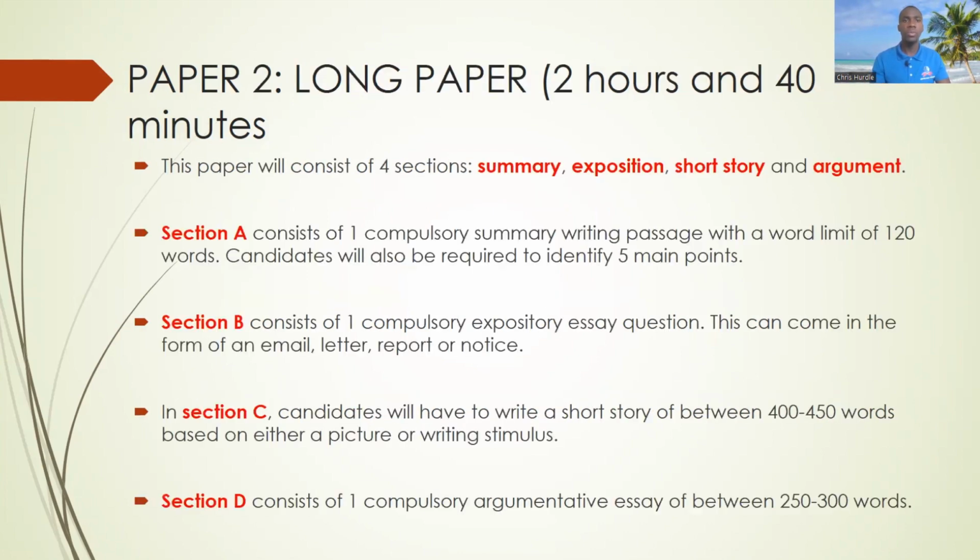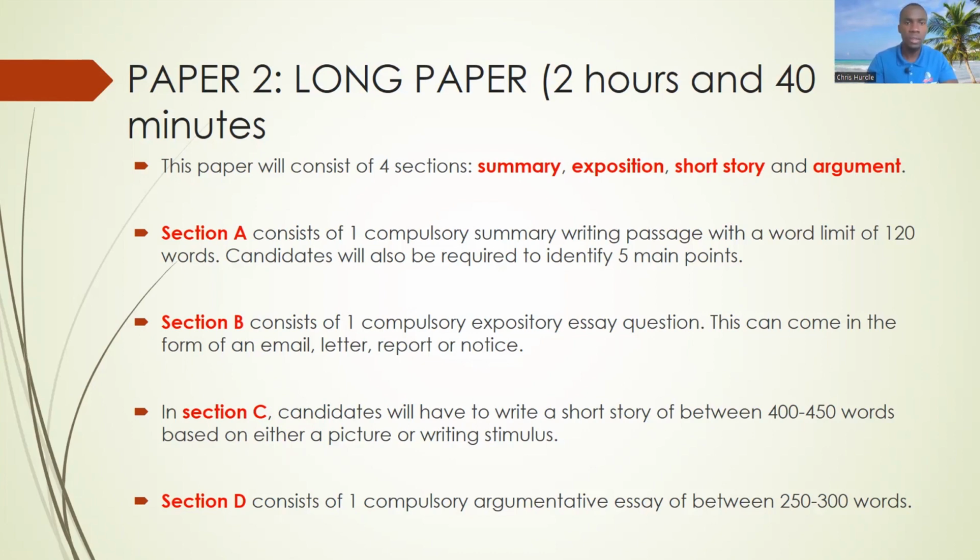So Paper 2, which is the long paper, has a duration of 2 hours and 40 minutes, and it will consist of 4 sections, right? A summary, an exposition, a short story, and an argument. So those are the 4 sections that you have in the long paper, and these are placed in order, right?